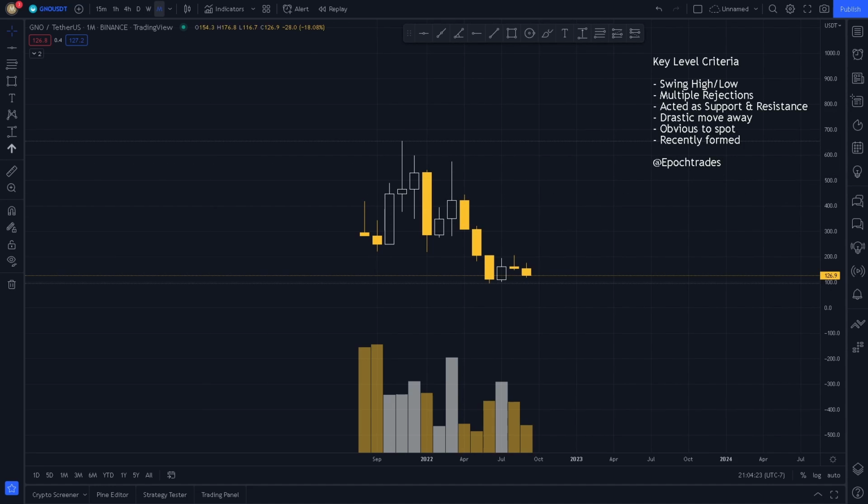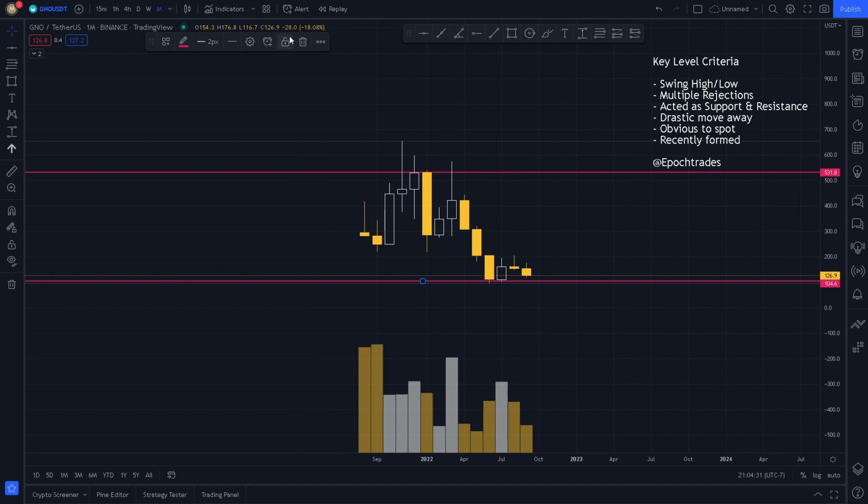So let's go ahead and start on the monthly here, and we can start off with our swing high and our swing low. We can also see price came down and reversed in a similar area. So we are going to draw a zone at this level here, and we'll fine tune it in the weekly.